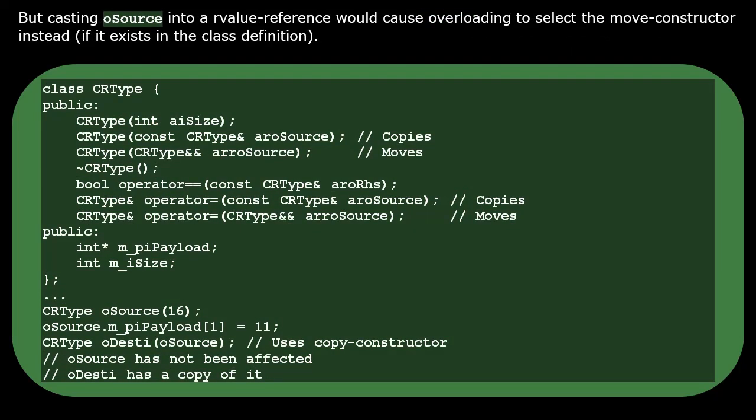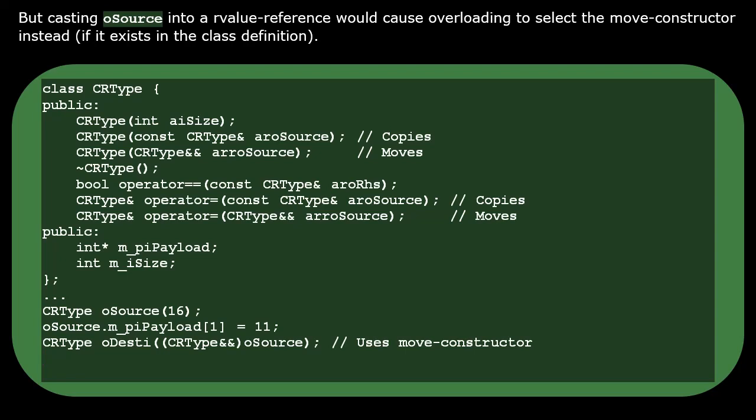But what if the programmer knows that he will not need to use that oSource variable anymore? At least not in its current form where it's containing that data. So then the programmer doesn't need for data to be copied. He'd prefer the faster performance of simply moving the payload into the destination variable. To cause the move constructor to get called instead, the programmer is allowed to cast oSource into an R-value reference type.